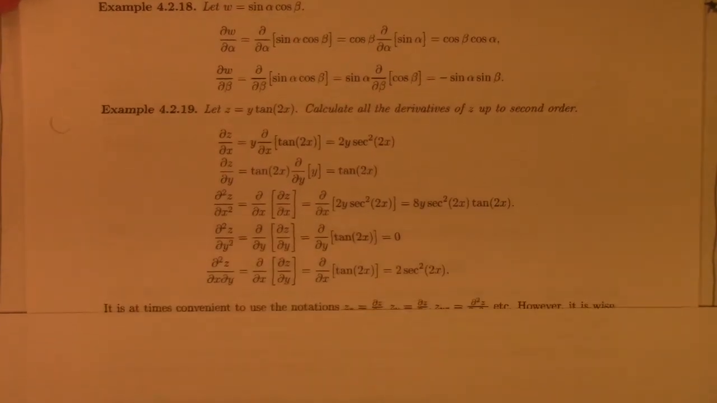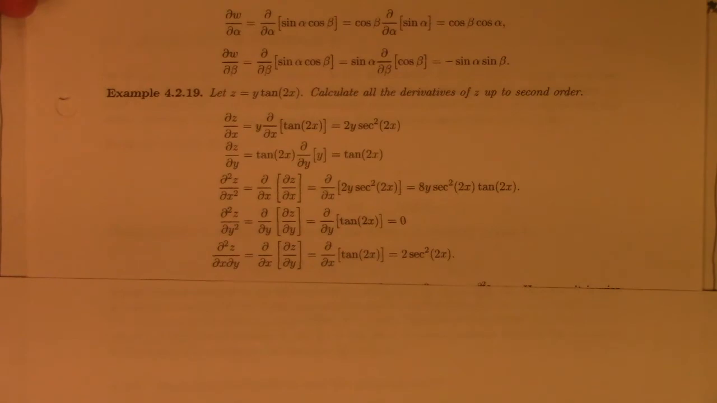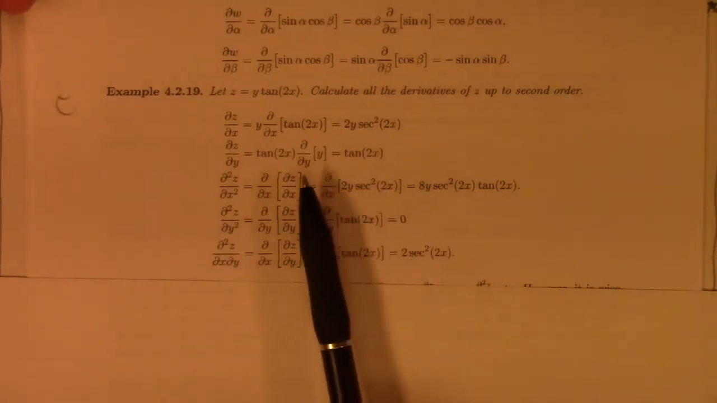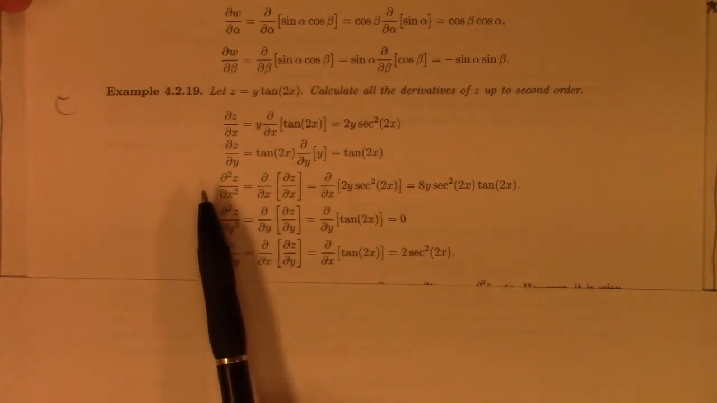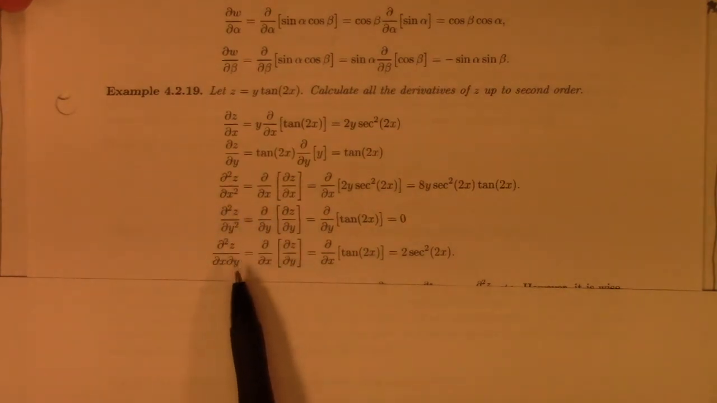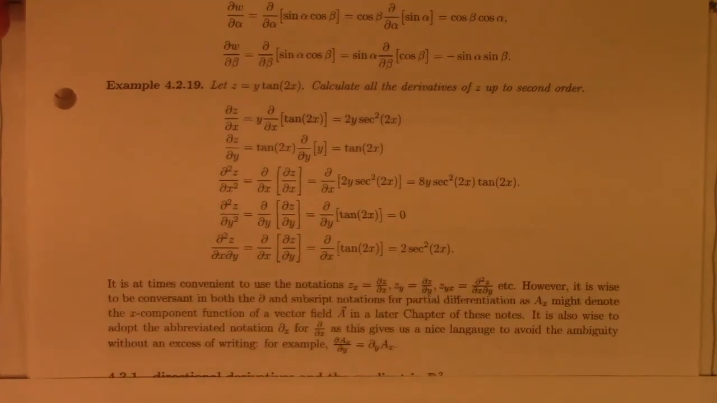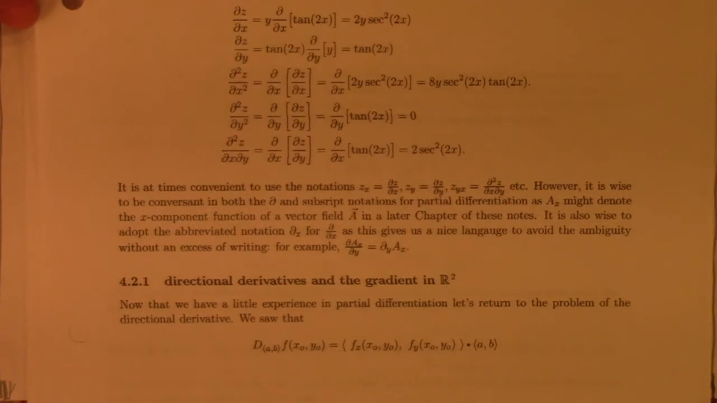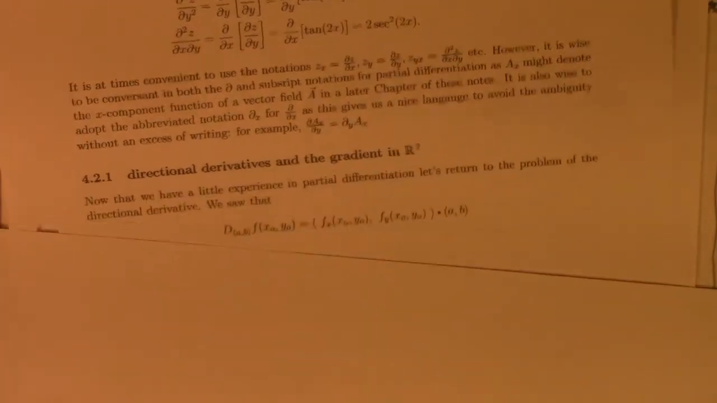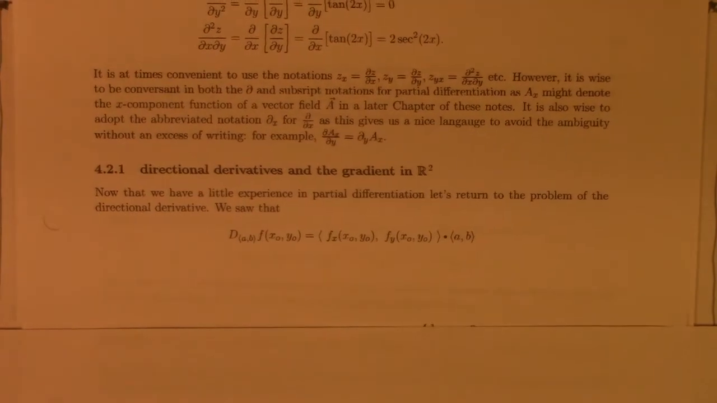And here's all the derivatives of y tangent 2x up to second order. So I calculate the x derivative, the y derivative, the zxx, the zyy, and the zxy. There they are, all of them, in gory detail. Okay, so finally, at the end of my examples, let's talk about directional derivatives and the gradient.